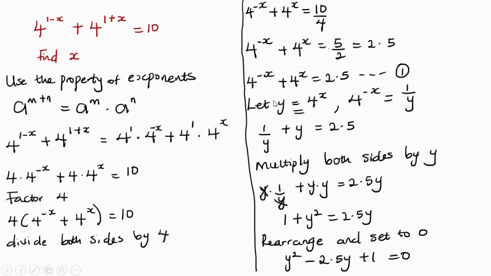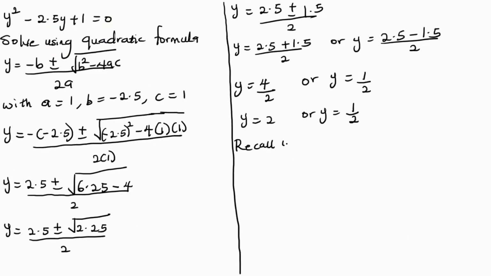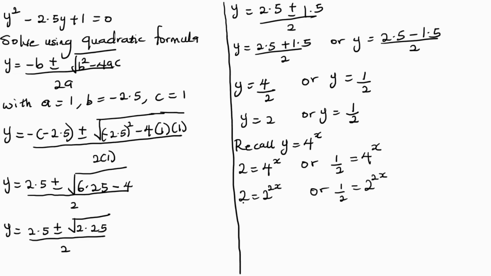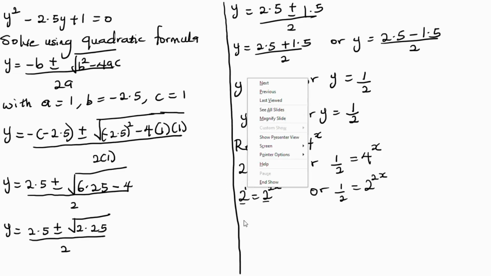At this point, we said let y be equal to 4 raised to the power of x. So right here y is equal to 4 raised to the power of x. Now when y is equal to 2, we have 2 is equal to 4 raised to the power of x, or 1 over 2, which is the other value for y, is equal to 4 raised to the power of x. Now we can easily rewrite 4 as 2 squared, so 2 is equal to 2 raised to the power of 2x, or 1 over 2 is equal to 2 raised to the power of 2x. Since the bases are the same, we equate the exponents, and 2 is 2 raised to the power of 1.